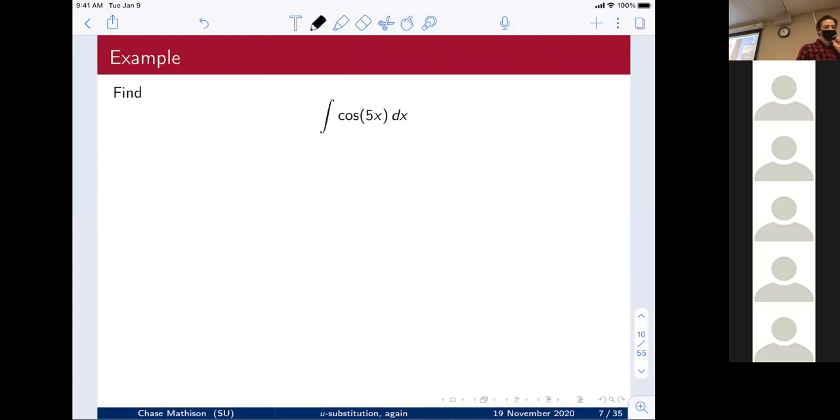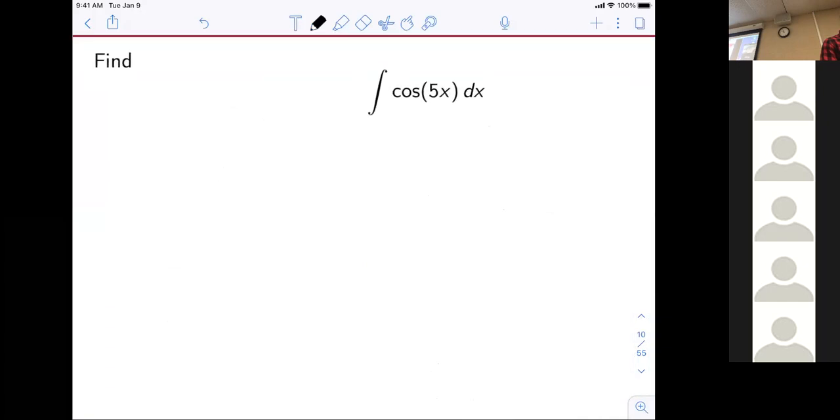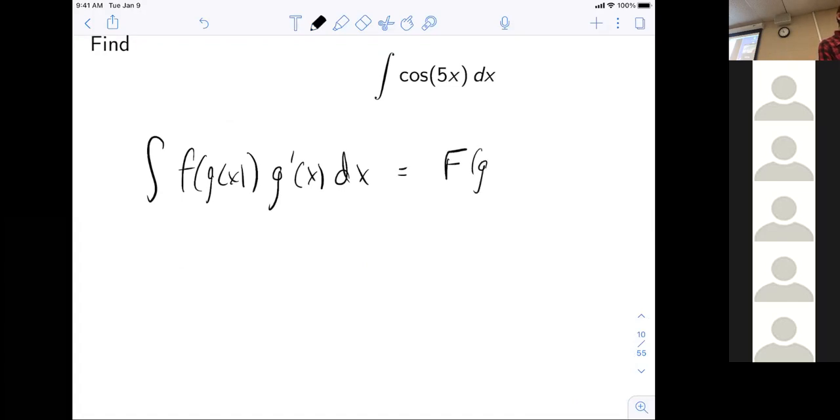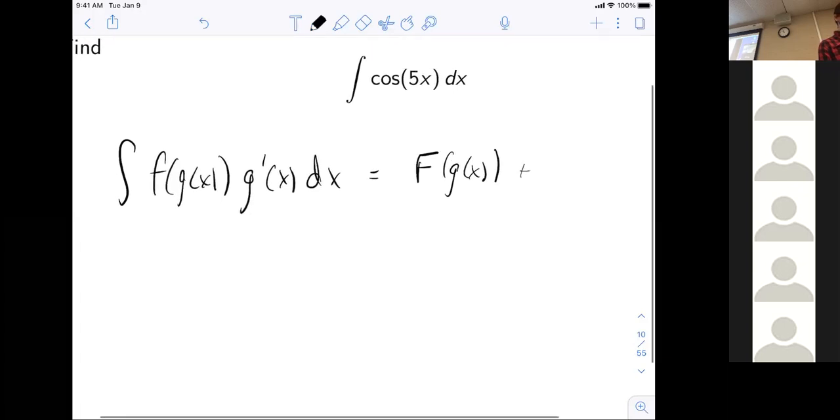Okay, so let's find another integral. Let's find the integral of cosine of 5x with respect to x. So again, this looks like it could be the integral of f of g of x times g prime of x with respect to x. And that would be equal to capital F of g of x plus some constant, if that is the case, right?